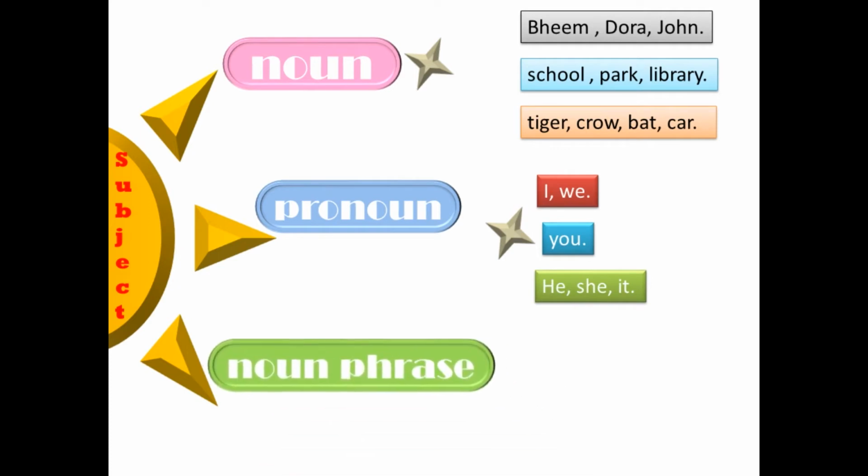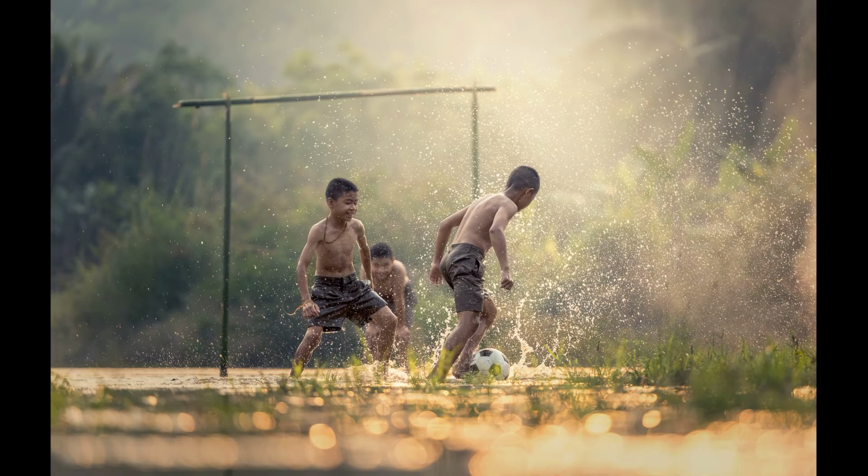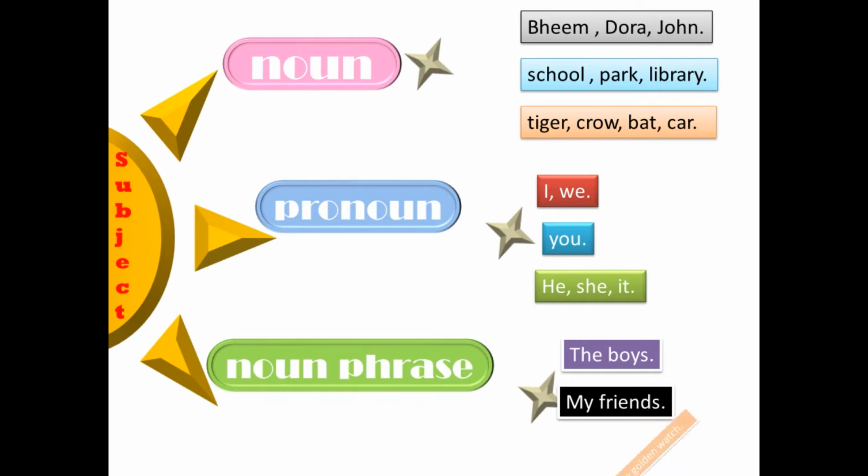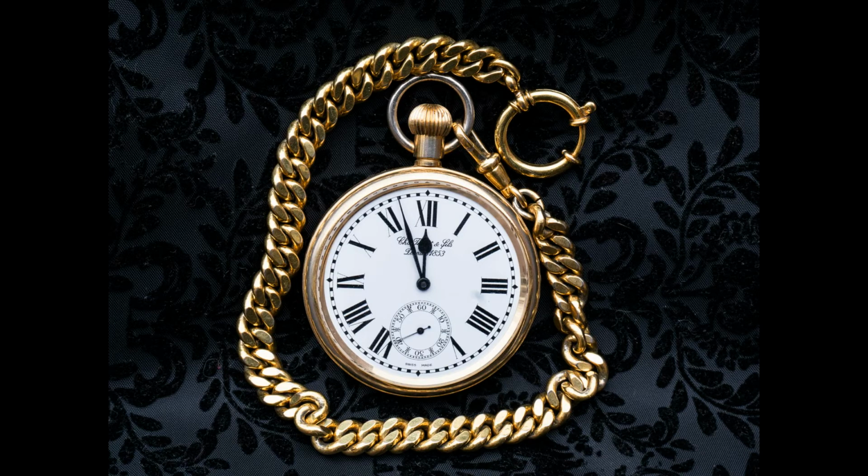And a subject can also be a noun phrase. Phrases are groups of words that convey some meaning but not in a complete sense. For example, the boys, my friends, the golden watch, and so on.